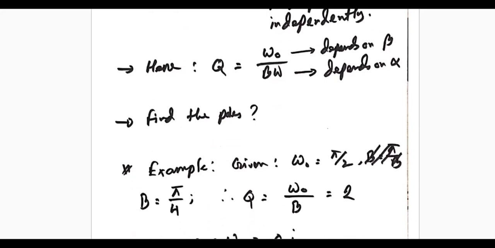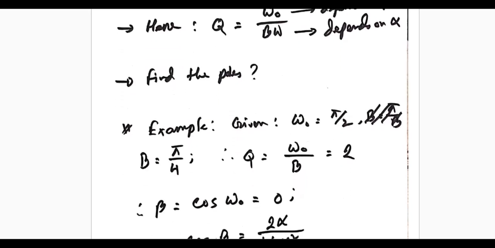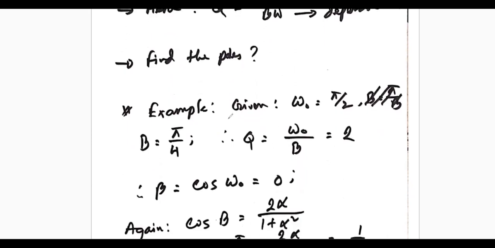Now the question is, we need to find the pole locations. What are the pole locations? Definitely the pole locations are not fixed here, because they depend on the value of beta and the value of alpha. So we can give an example of the pole locations based on one specific example. Let's say, given that omega 0 is equal to pi by 2. That means you have the center frequency at pi by 2.